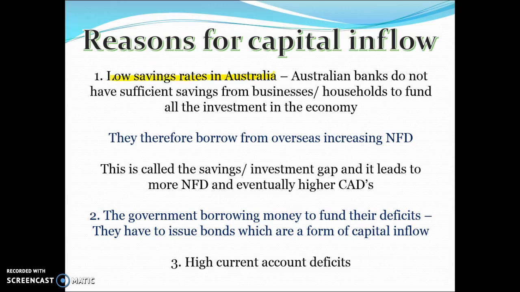Why would credits in the financial account today lead to more debits in the future in the current account? That's because any time that we have credits when we borrow or sell off assets, we have to pay interest on our borrowings, profits if we sell off our companies, rent if we let foreigners buy Australian property, and dividends if they're buying shares in Australian companies.